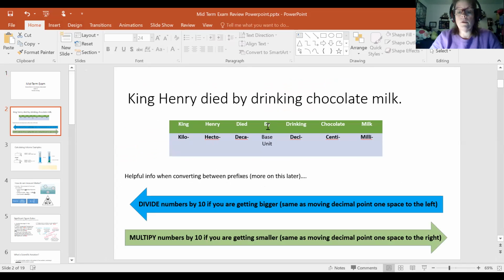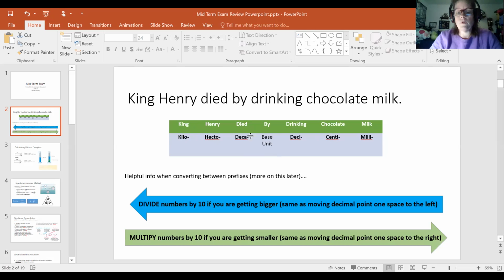Here we have kilo, hecto, deca, and then your base units, which are liters, meters, grams. And then you go to the smaller end with deci, centi, and milli. I tell my kids to remember this by thinking King Henry died by drinking chocolate milk. That matches up with your prefixes, from your large prefixes on down to your smaller ones.